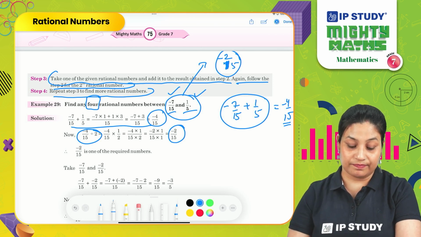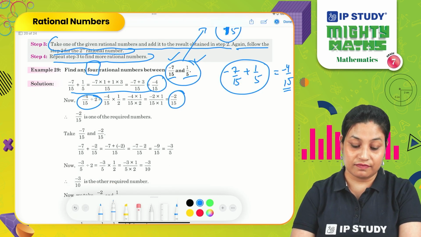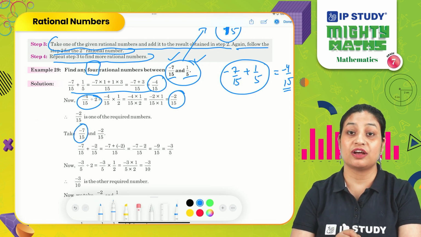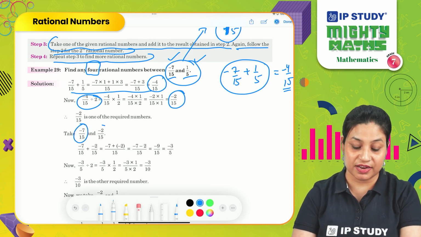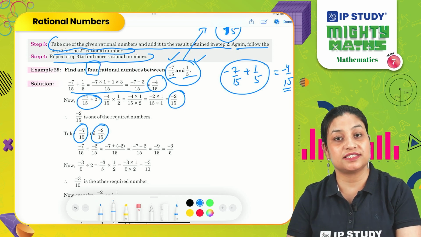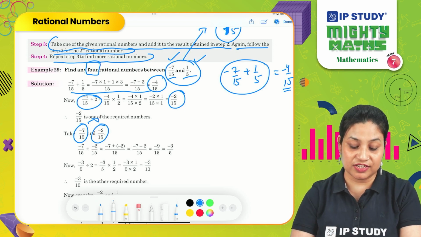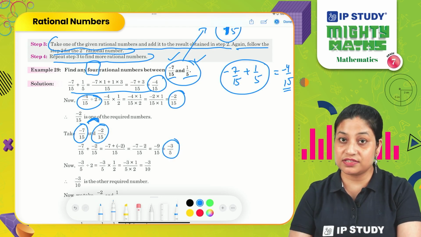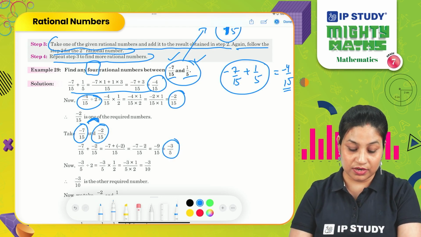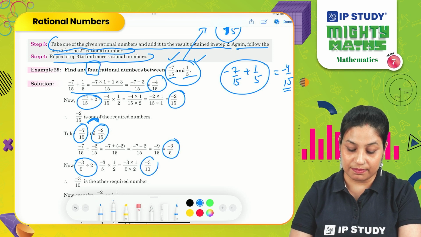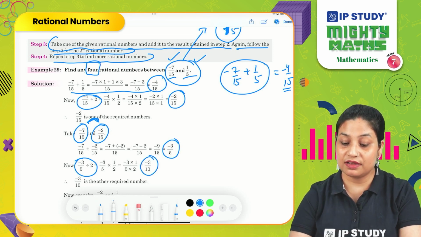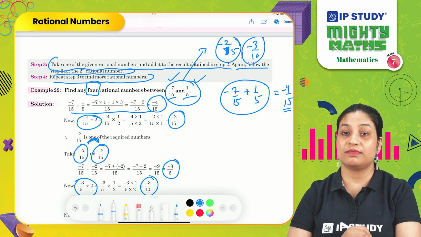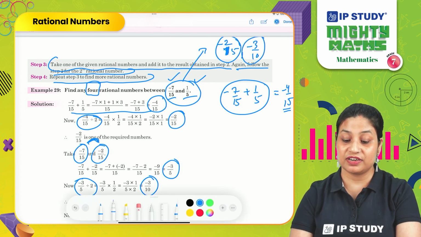Next, take one of the rational numbers, minus 7 by 15, and the rational number that you have just obtained, that is minus 2 by 15. And again repeat the steps. You add these two rational numbers first and you will get minus 3 by 5. Whatever sum you get, you have to divide it by 2. When you do so, you will get minus 3 by 10. It means minus 3 by 10 is another rational number which is between minus 7 by 15 and 1 by 5.